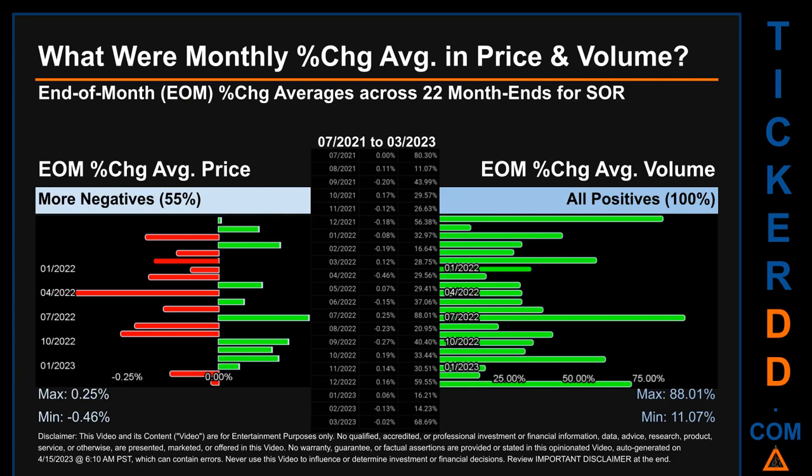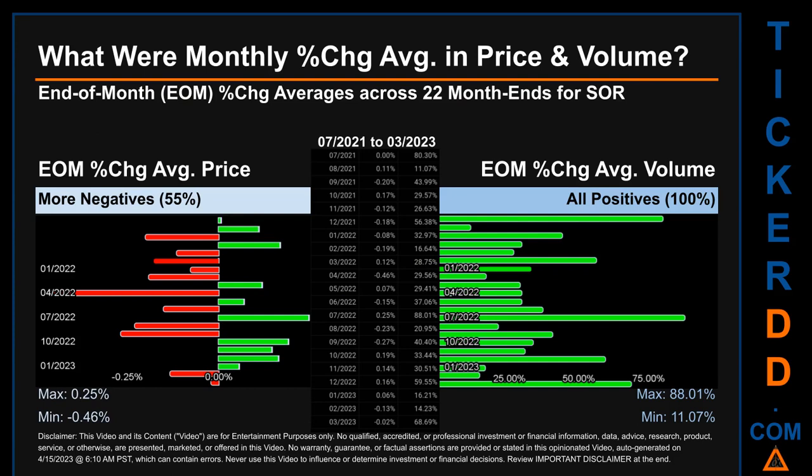What were end-of-month percentage change averages in price and volume for SOR? The monthly average of percentage change in price and in volume were calculated for each of the 22 month ends. That calculation took daily percentage changes and averaged them for each given month. If a month end came out negative, then it means that the month summarily saw a negative change.